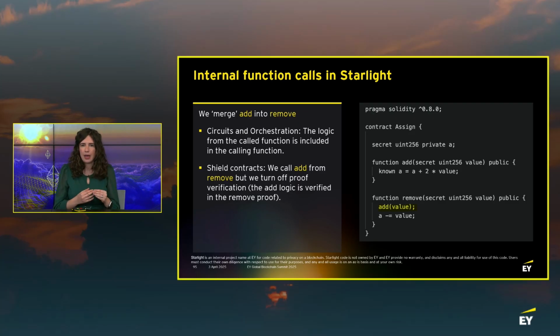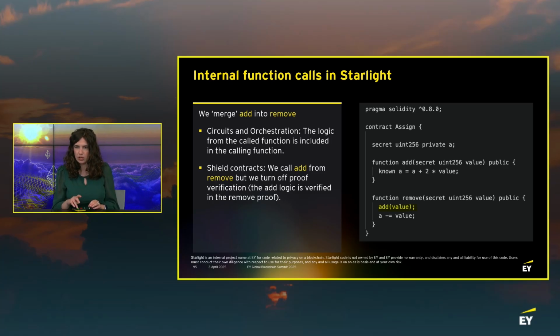And so in the shield contract, when we verify the proof for the remove function, all of this logic, the add and the remove, will have been verified already. Then we call add inside the shield contract. But actually, we turn off the proof verification in add. And we only turn it off when it's being called from remove. Because we don't need to verify this again, because it's already been verified when we verified the remove proof.